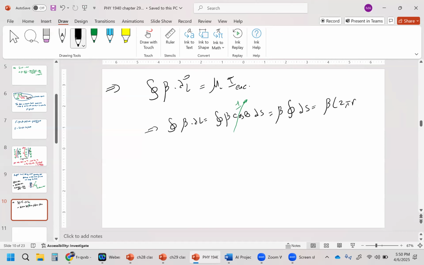Again, we said that the circumference is going to be 2 pi r, which means that your magnetic field times your 2 pi r is going to equal mu naught I, which means that B is going to equal mu naught I over your 2 pi r. And this is going to be outside your straight wire.